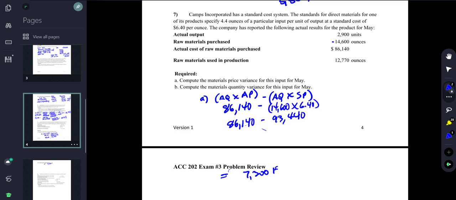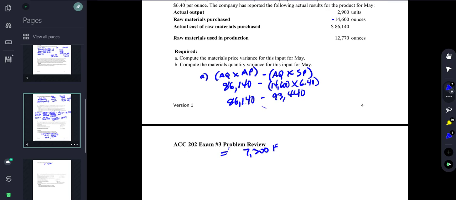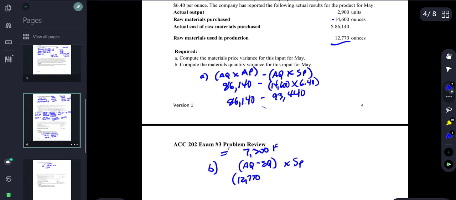Pardon me. For the second part here, we're calculating the quantity variance. So for letter B, we're going to do actual quantity minus standard quantity, all that times the standard price. So the actual quantity that we have is the quantity used in production. So that's 12,770. That's coming from right here. And we're going to subtract from it the standard quantity.